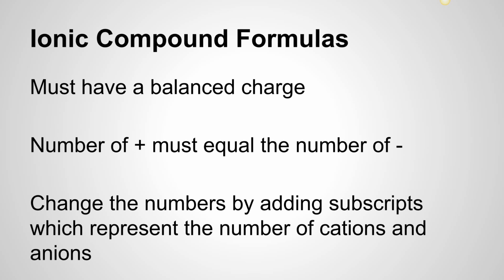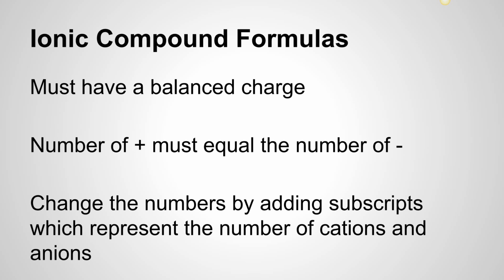We're going to look at ionic compound formulas first. They must have a balanced charge. That is the key to writing these formulas out. We have to have the same number of pluses or positive charges as we do the negatives. So the number of plus must equal the number of minus. The number of positives has to equal the number of negatives.